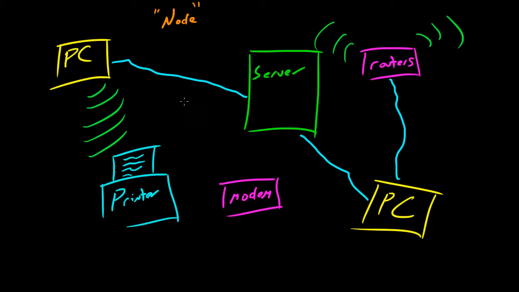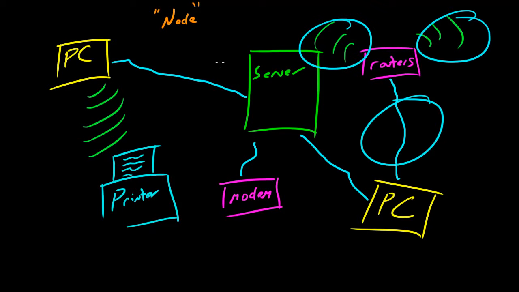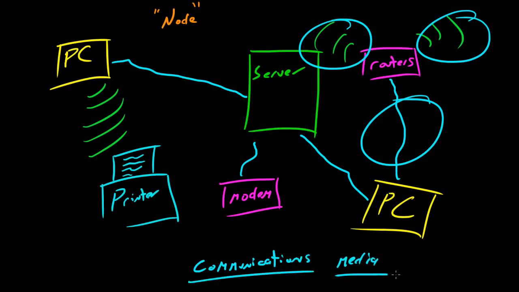So basically, any way to connect nodes, whether it's copper wire or fiber optics or just Wi-Fi, all of these things right here, these are called communications media. Communications media. Wow, you probably can't even read that because my handwriting's so bad, but that's basically what a very basic computer network is made up of.